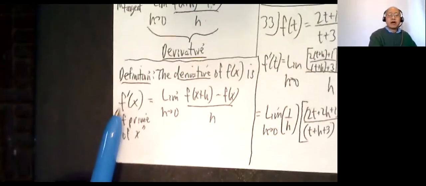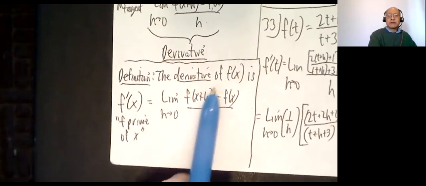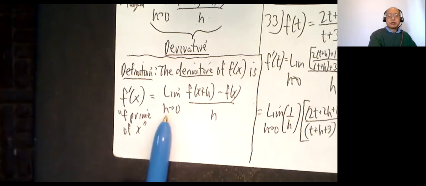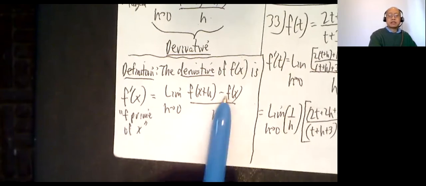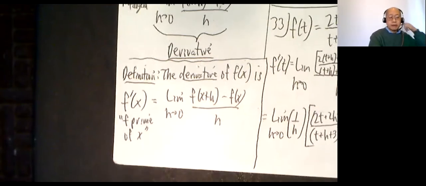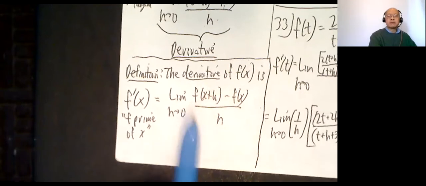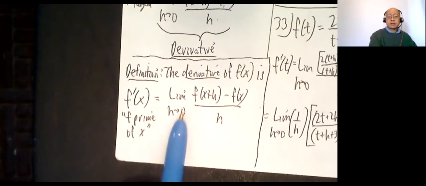So f prime of x is the way we say it, f apostrophe x. The derivative of f of x is the limit as h approaches 0 of f of x plus h minus f of x all over h. This is basically y2 minus y1 divided by x2 minus x1. My focus today is to do a lot of problems involving this definition.